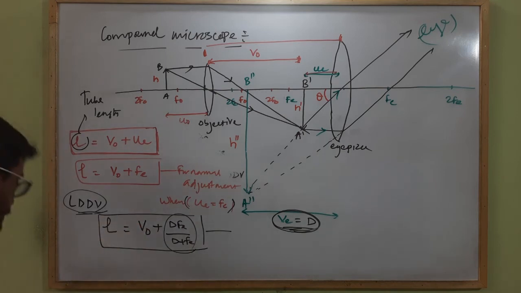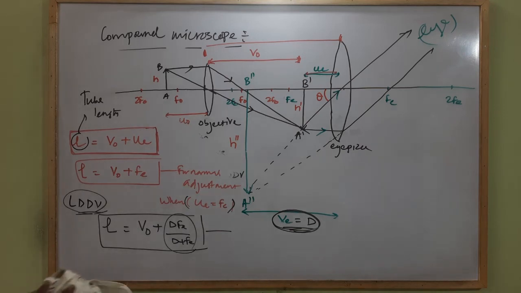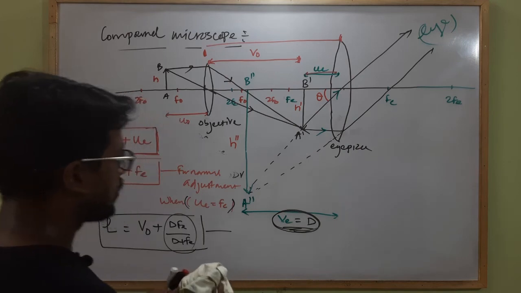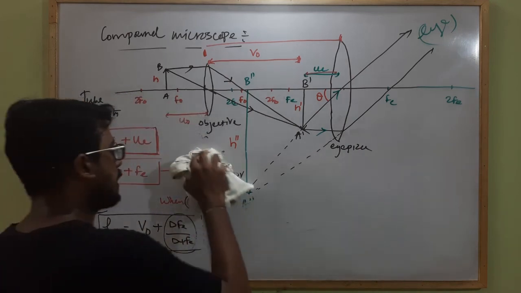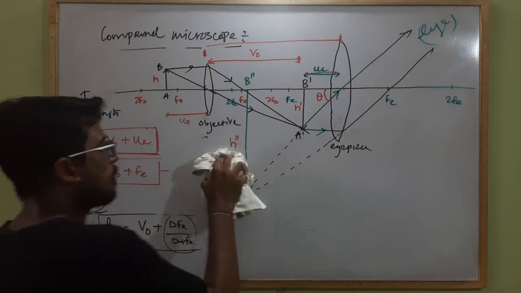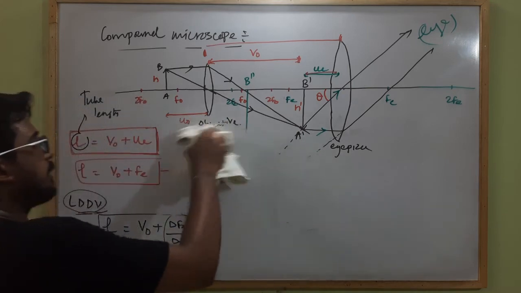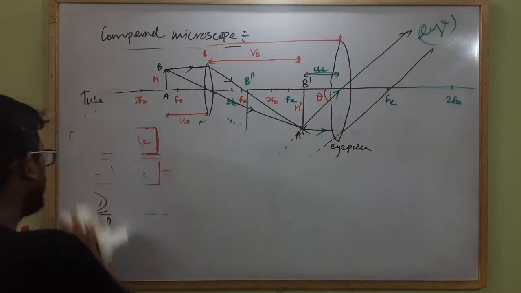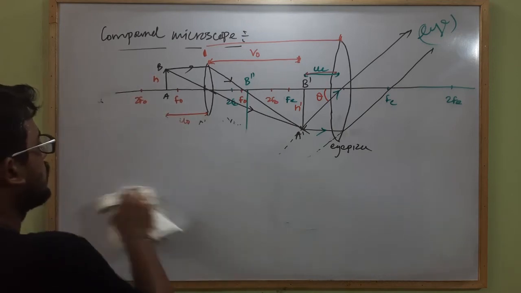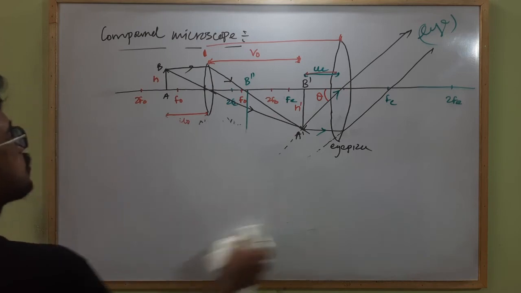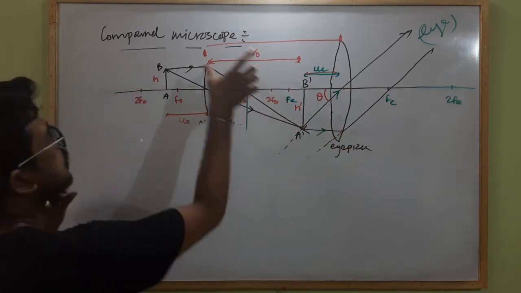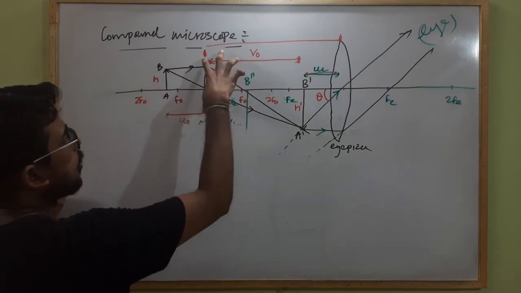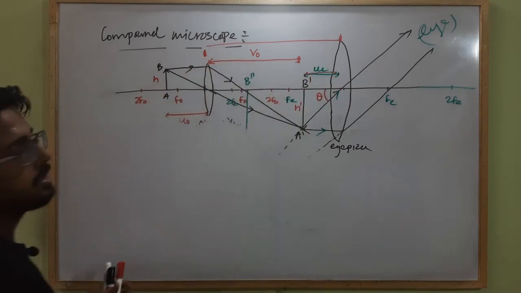Okay, clear? So the maximum magnification that can be obtained by a compound microscope is (1 plus D by FE) into V naught by U naught, and the minimum magnification will be V naught by U naught into D by FE. Clear? So next, for a compound microscope, the tube length is very large in comparison to the object distance or objective focal length or the eyepiece focal length. Clear?